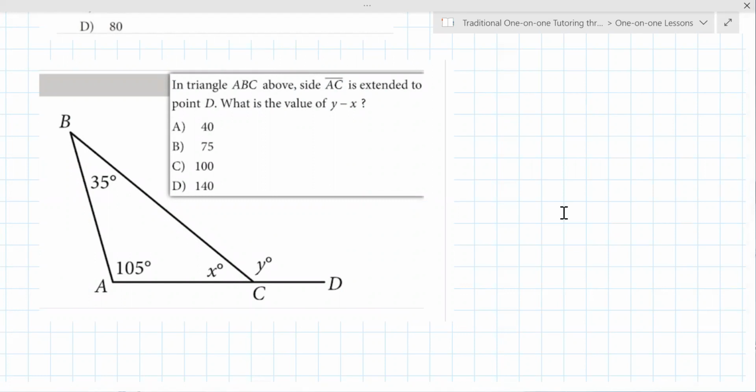Okay. Triangle ABC, extended. X equals 40. Y equals 120. Nope, 140. See? Yes, it is C.